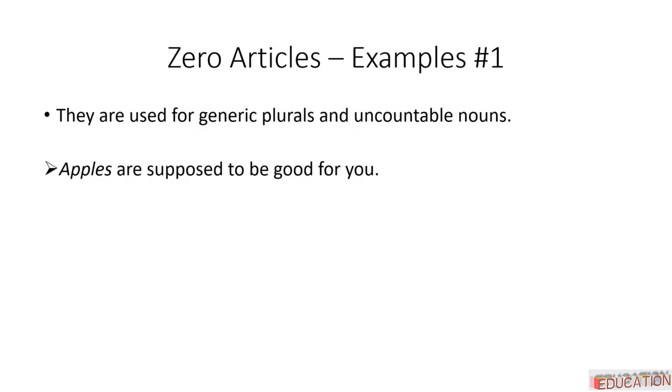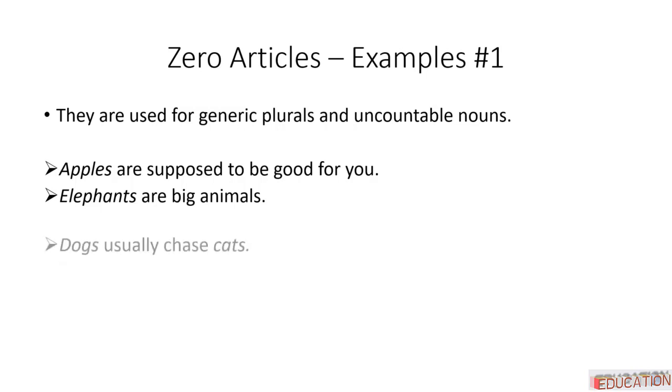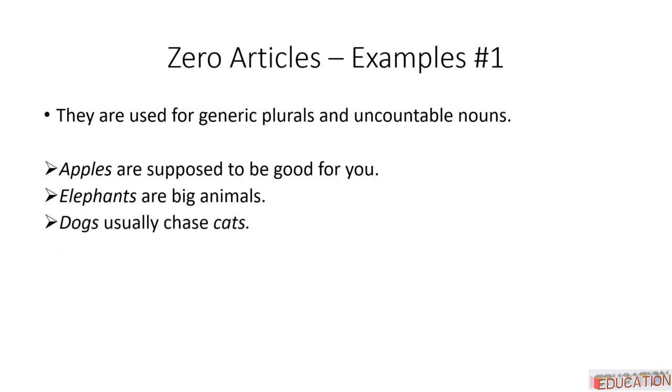Now, apples are supposed to be good for you. So a generic plural of apples, we mean apples, all apples, not specific apples. And elephants are big animals, not just specific animals, but generally speaking, elephants are big animals. So we use no article in this case. Dogs usually chase cats. Again, we're generalizing.